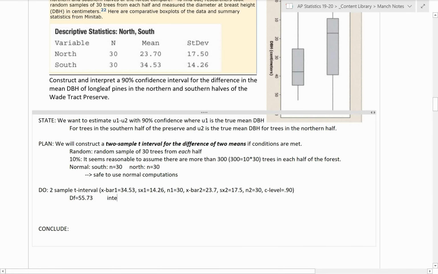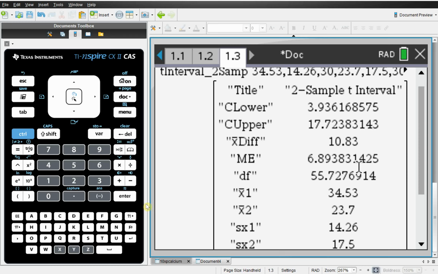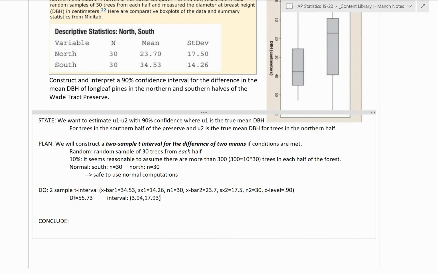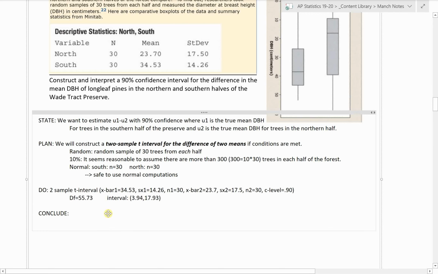And then the interval itself is given. The lower bound is 3.94, and the upper bound is 17.93. So 3.94 to 17.93 is our confidence interval. That finishes our do step. Now we're ready to actually go ahead and conclude, which is our interpret. The question asks us to construct the interval and interpret.